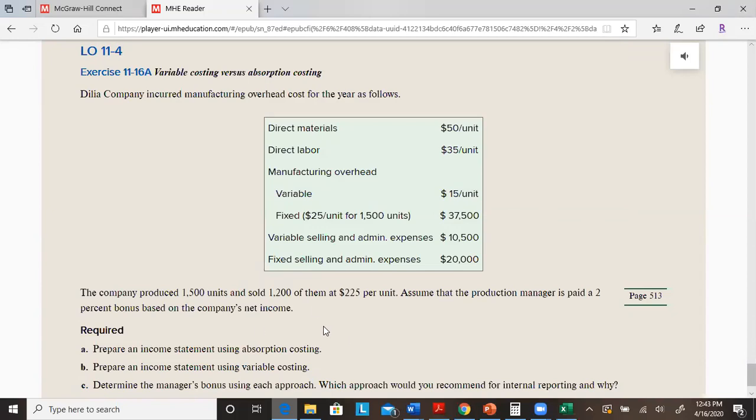So the first part wants you to prepare an income statement using absorption costing. So the absorption costing is just going to split your overhead and then your selling and admin expenses. So included in cost per unit is everything under overhead, and after cost per unit, the contribution margin is going to be all of your selling and admin expenses. So what I would do to set this up, if you produced 1,500 and sold 1,200, is start with your revenue. Your revenue is not going to change regardless of how many you make.